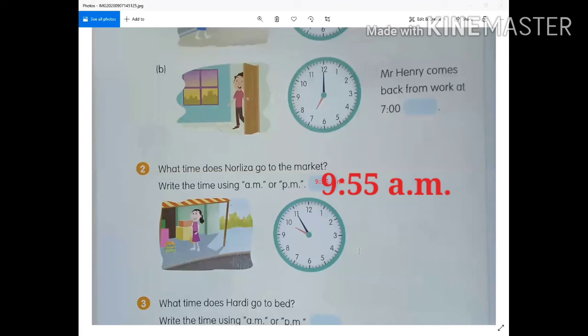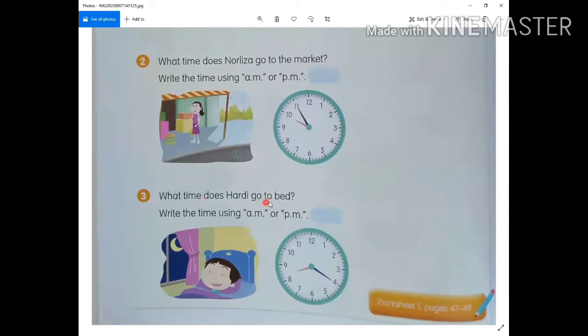And then for number 3. What time does Hadi go to bed? Write the time using AM or PM. Look at the picture. It's in the evening or at night, right? So look at the time. Look at the clock, and we can say the time is 8:20 p.m. Easy, right?